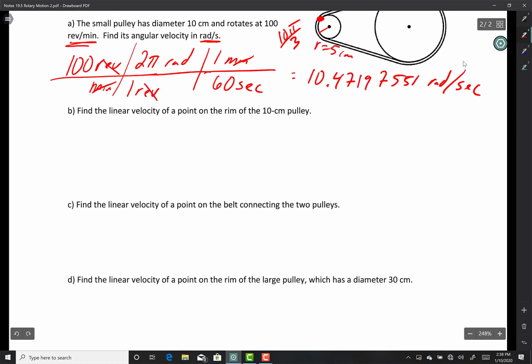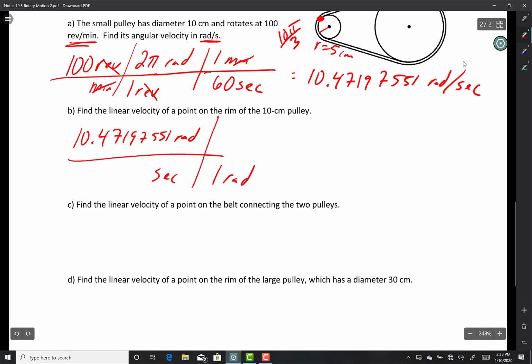So here we go. I'm going to say 10.4719751 radians per second. And in 1 radian, what's my radius? 5. And there it is. You have centimeters per second. So I take that number that I got earlier, and I'm going to multiply by 5. And there it is.